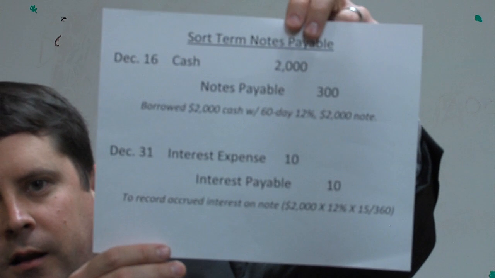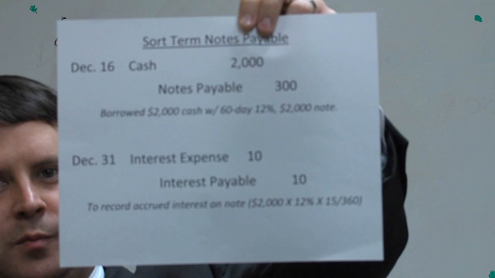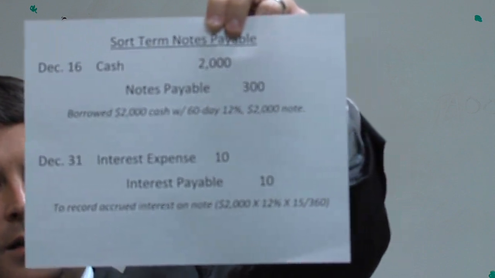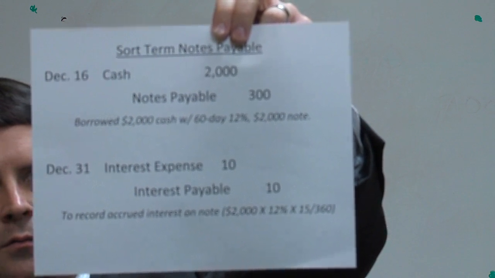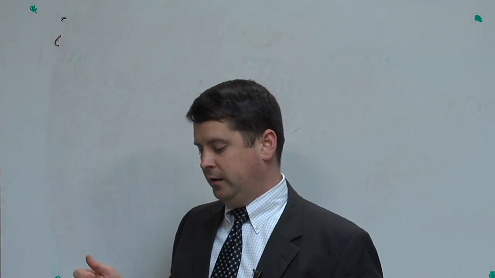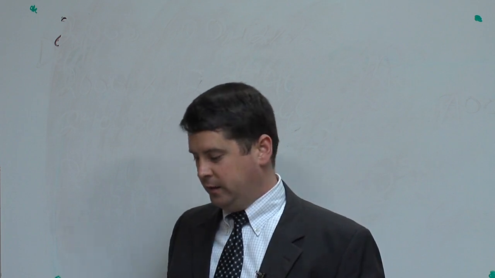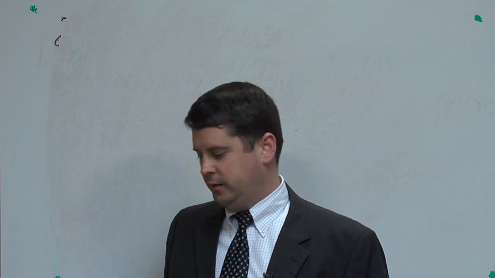So you'll see the December 31st journal entry where we debit interest expense and we credit interest payable. So we have increased our liability account with a credit, and then once we pay off that interest, we will decrease that same liability account with a debit.